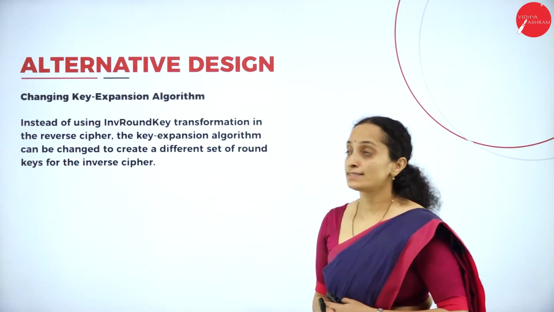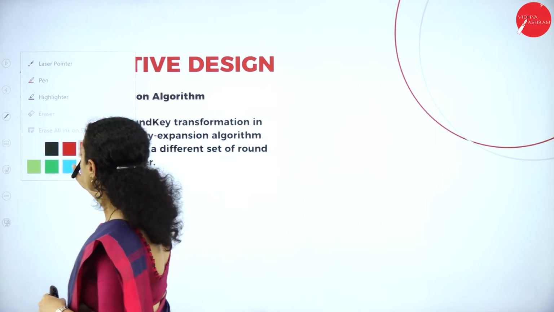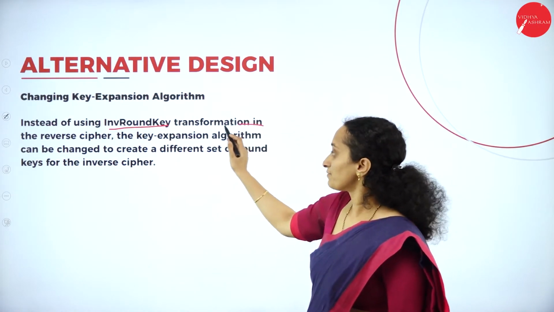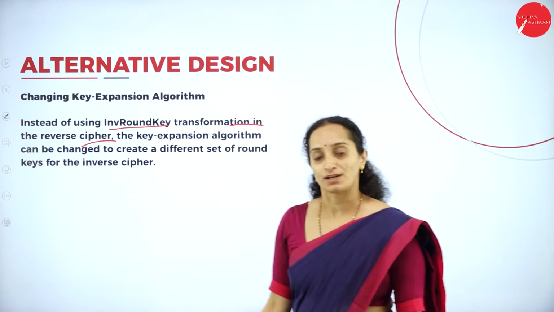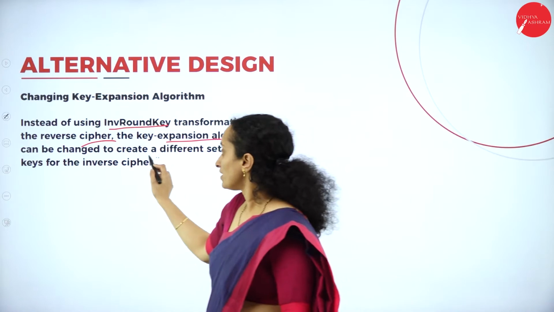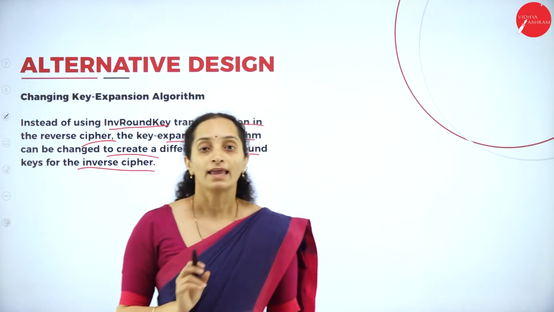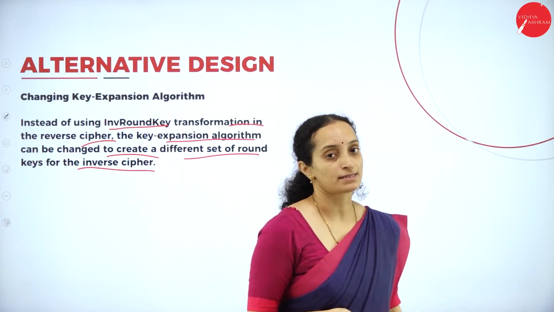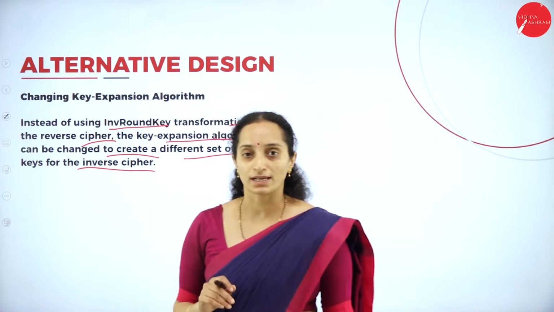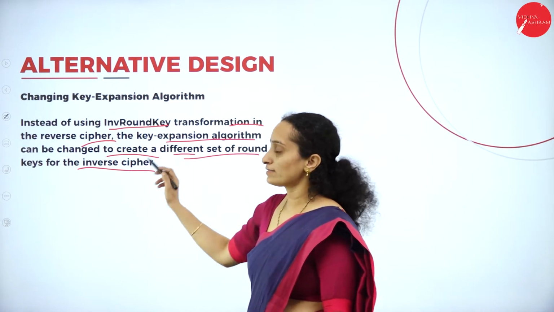Next, go with changing the key expansion algorithm. In the cipher method, instead of using the inverse round key transformation in the decryption or inverse cipher, the key expansion algorithm can be changed to create a different set of round keys in the inverse order. We are using key expansion instead of add round key during the reverse order to get a new set of round keys.